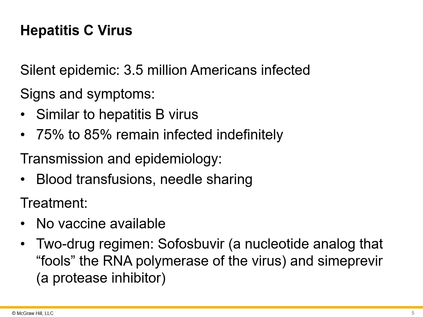And then hepatitis C, this is referred to as the silent epidemic. About 3.5 million Americans are infected with hepatitis C. As far as symptoms, it's very similar to Hep B. But 70 to 85% remain infected indefinitely. So this is a chronic infection. Symptoms don't last that long, but they continue producing and therefore potentially infecting other people with this virus.